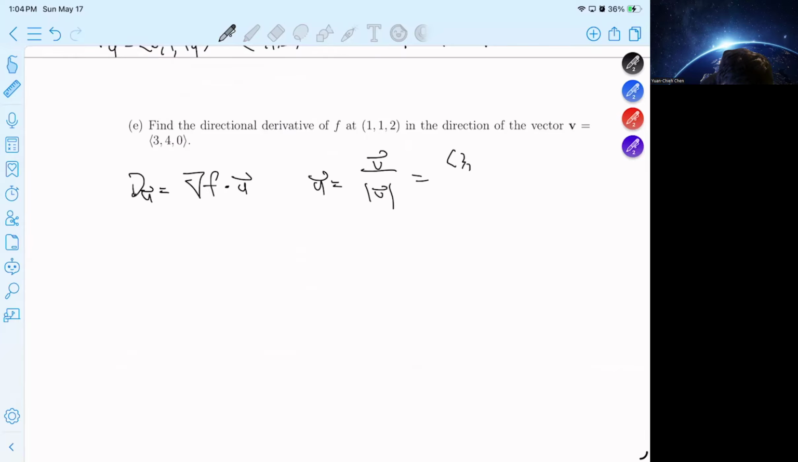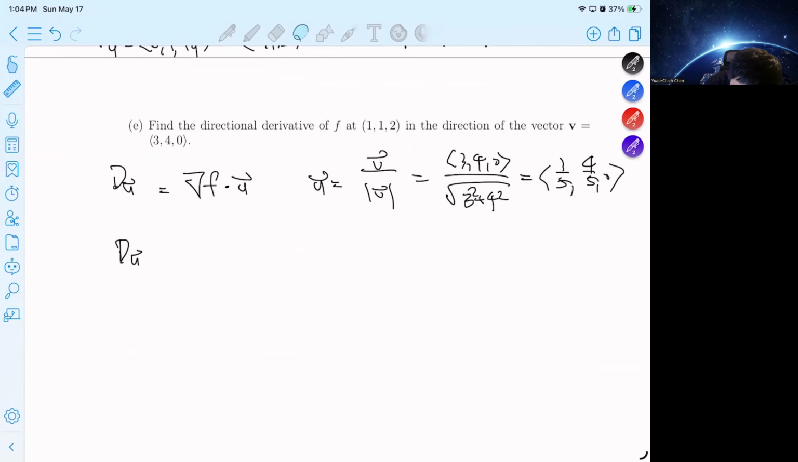So it'll be (3, 4, 0). This is 3 squared plus 4 squared. Take a square root, and we all know that this is 5. So this is (3/5, 4/5, 0). And we already have the gradient of f. Sorry, I'm a little bit sloppy, but you know what I'm doing. So this guy will be (2x, 2y, 1), dot this guy, (3/5, 4/5, 0).